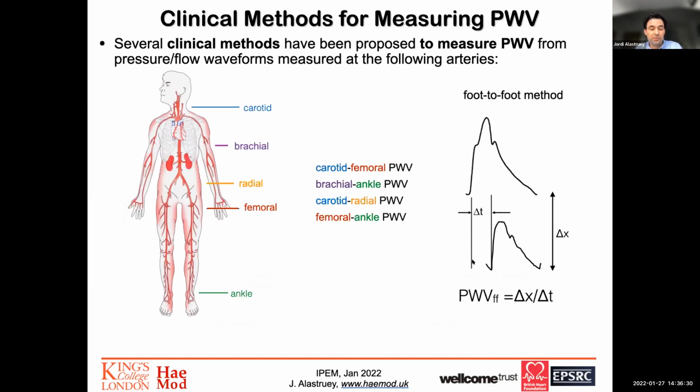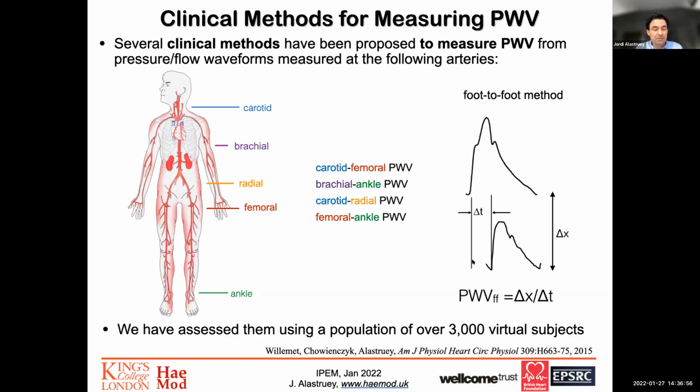using two pulse waveforms. So the method calculates pulse wave velocity as the ratio of the distance between the two measurement sites to the time delay for the foot of the pulse wave to travel from one measurement site to the other. And distances are typically measured from surface markings, and the time delays by identifying the feet of the two waves using pulse wave analysis.